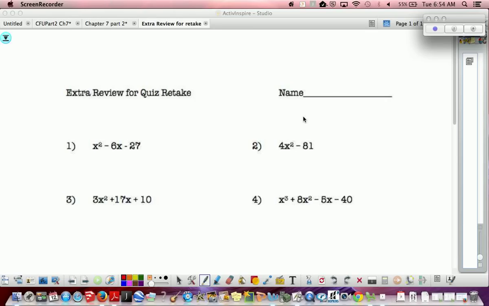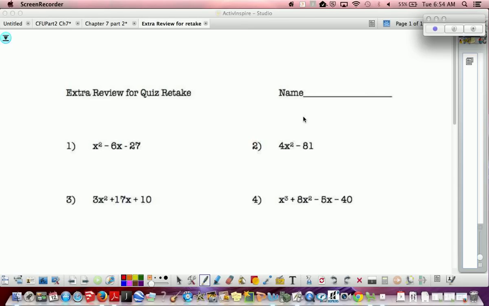All right, let's take a look at this extra review worksheet to prepare you for your quiz retake and just review some of the concepts of factoring that we've been doing over the last week. If you take a look at this page, there's 12 different factoring problems that have different processes depending on what information you're given.